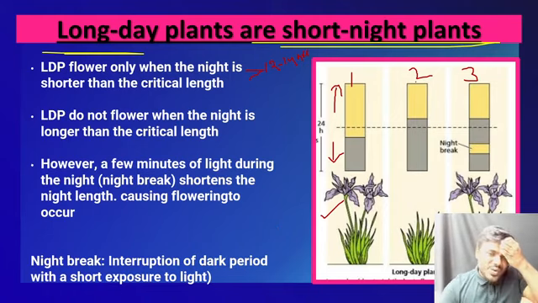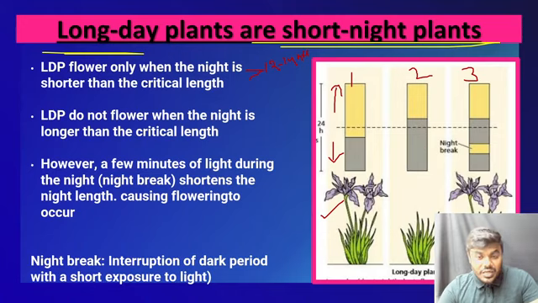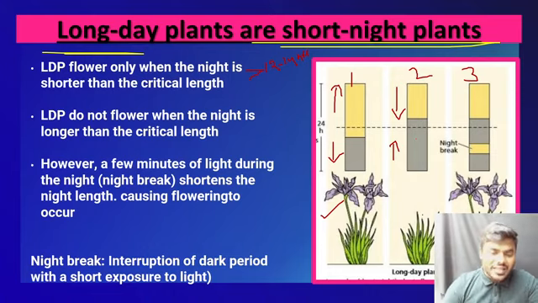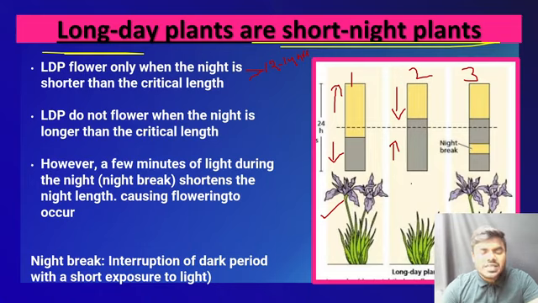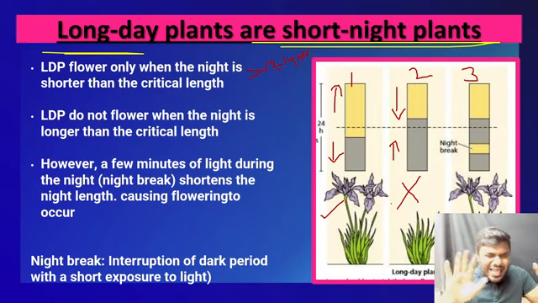Now friends, look into the second situation. Which is more? Night is more. Which is less? Day is less. Do you think a long day plant will flower, friends? No, not at all. Because if the long day plant wants to flower, they always require the more day length. Since in the second diagram you can see the night length is high when compared to the day length. As a result, friends, long day plants are not going to flower. That's the simple point.